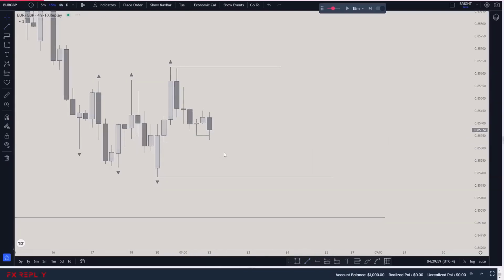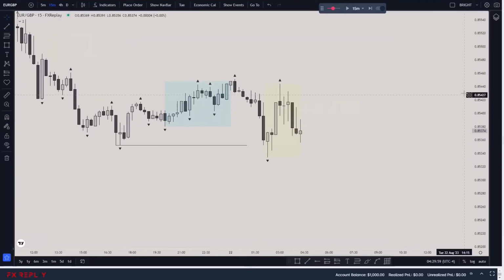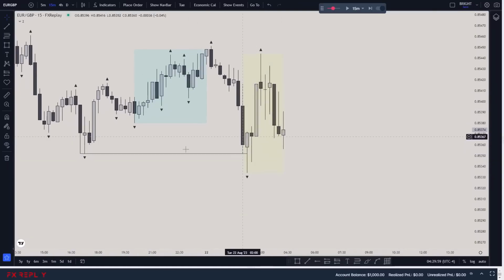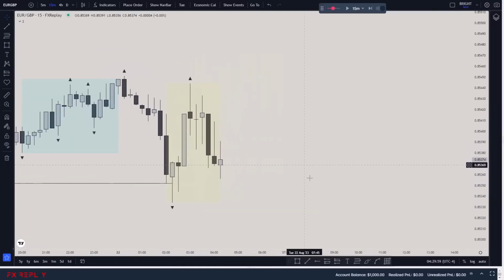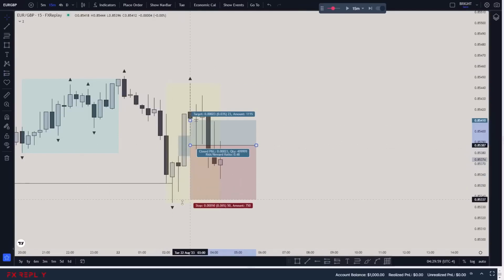Back to 15 minutes. Now we are in the London kill zone, and we can see that, so I think I missed this. We can see that price did not close below this level, so we don't really need a change of character. Just using a fair value gap, it's gonna be right here, but I missed this. So this fair value gap, we can actually find an entry here.